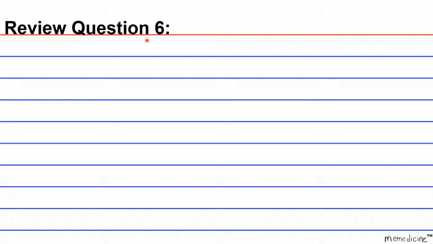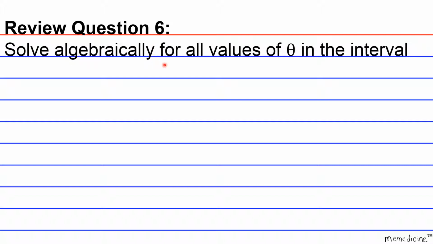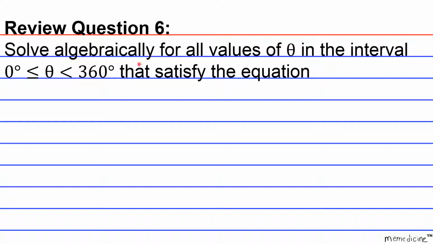Review question 6. Solve algebraically for all values of theta in the interval 0 degrees is less than or equivalent to theta is less than 360 degrees that satisfy the equation the sine squared theta divided by 1 plus the cosine of theta is equivalent to 1. I'll give you a moment to press pause and think out and express your solution.